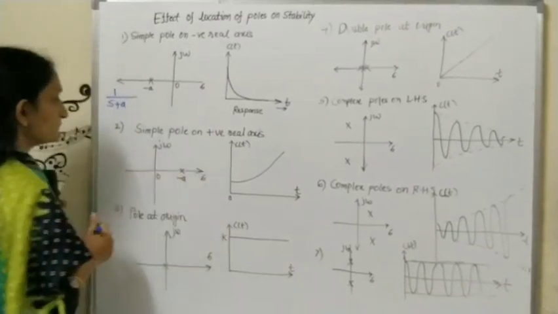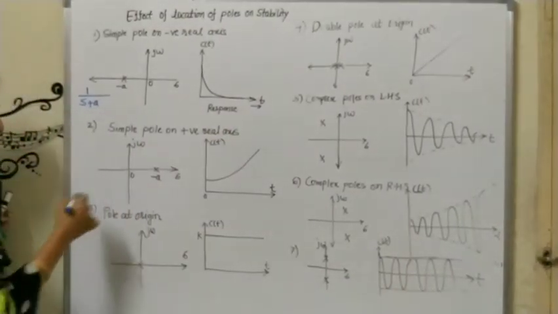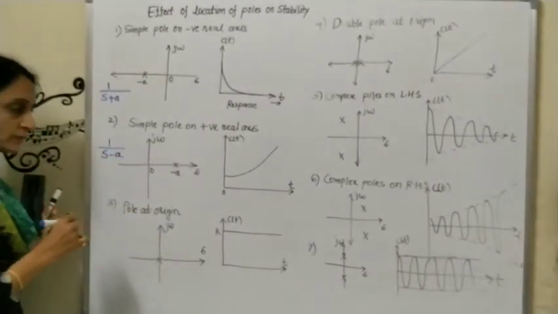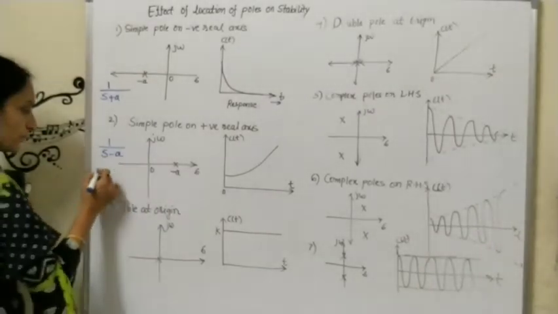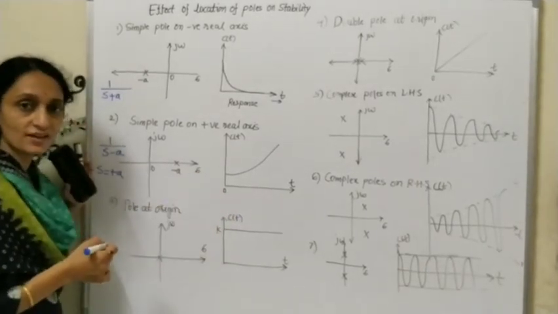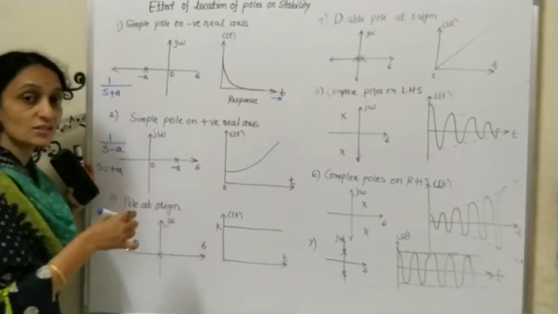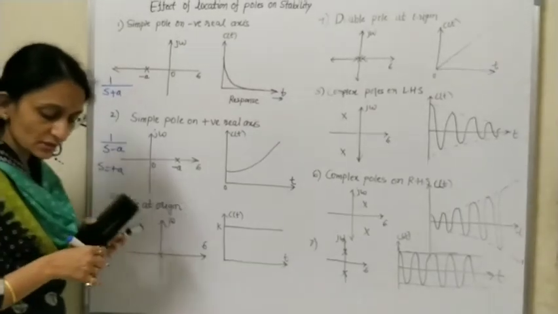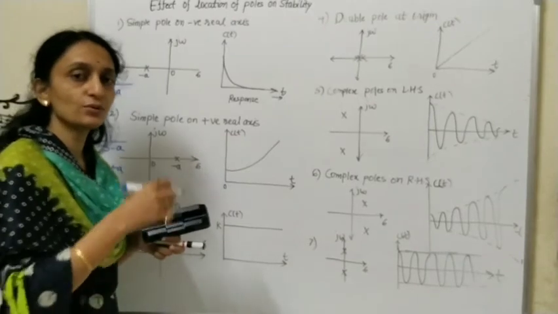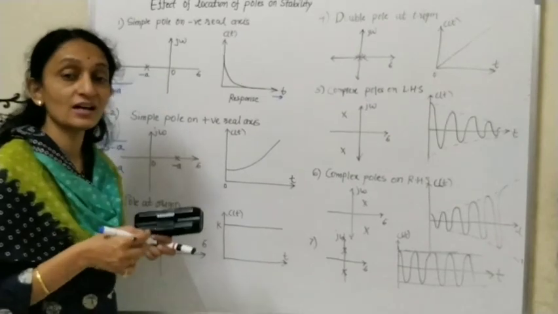Now see the second one, a simple pole on the positive real axis. If you have the pole like s minus a, you equate this denominator to 0, so you get s is equal to plus a. So you will locate the pole on the right hand side of the j omega axis. We know that when the pole is located on the right hand side of the j omega axis, the system is unstable. Unbounded means the amplitude is continuously increasing, so we cannot control the output. That output is called an unbounded output.